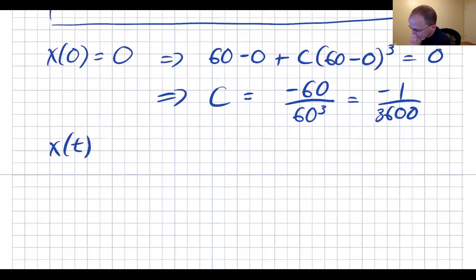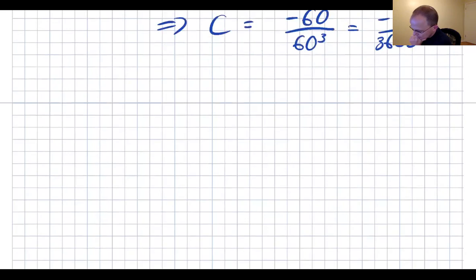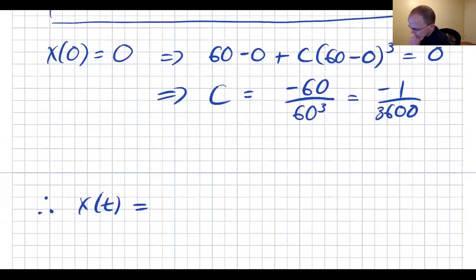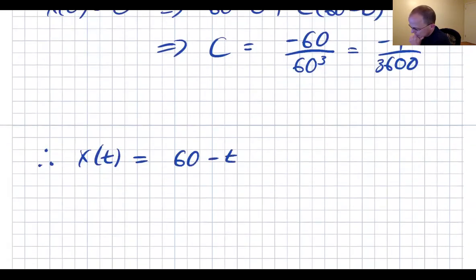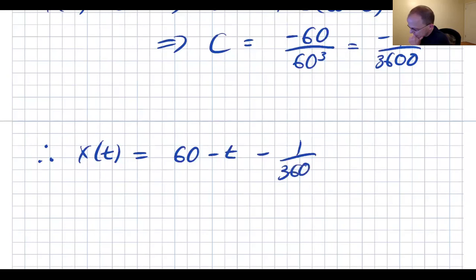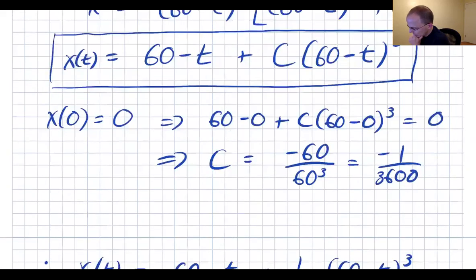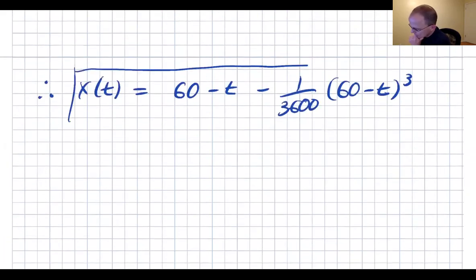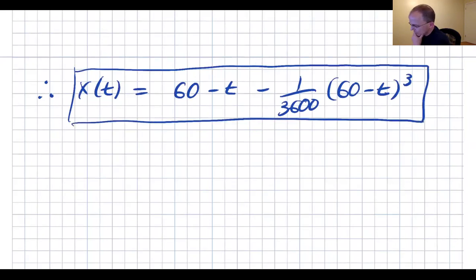Okay, so therefore x of t, let me just put it on the next page. So x of t is equal to 60 minus t, and then minus 1 over 3,600 times 60 minus t cubed. Yeah, that's it. That is our final solution. So that's the answer to part A. So let's go ahead and check this in Geogebra and see what we get.